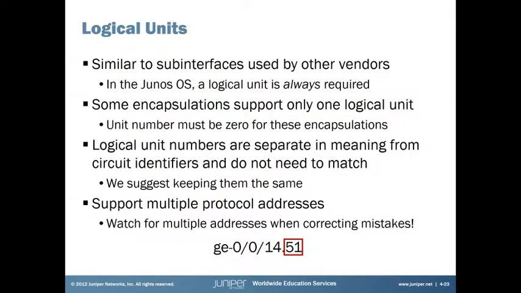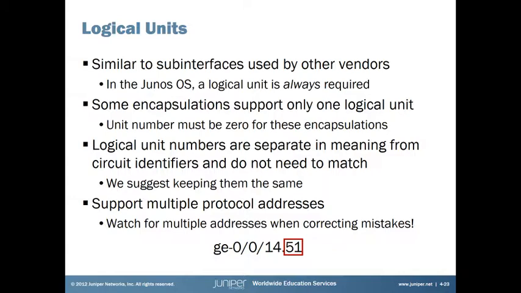What else are we looking at here? Okay, so similar to sub-interfaces used by other vendors, Junos uses logical units, which we kind of referred to before. You always specify the logical unit when you're configuring a Juniper interface. Some encapsulations support only one logical unit. For example, if I was configuring an interface as a switching interface, as a switch port, I can only have one logical unit on that. Other types of encapsulation will support multiples, like multiple IPv4 addresses or IPv6 addresses.